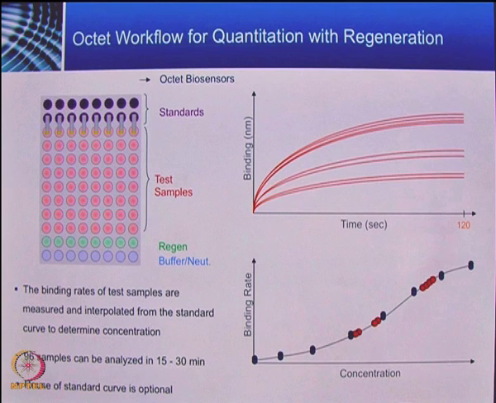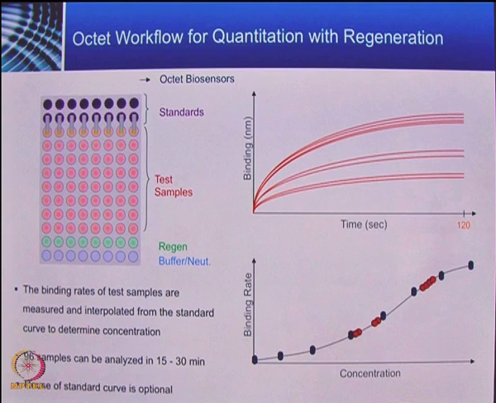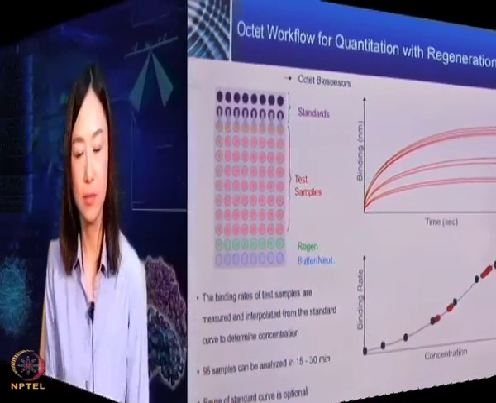One advantage of using BLI technology to analyze the concentration of molecules is that it is able to analyze multiple samples at the same time. And also, it only takes about 15 to 30 minutes to finish analyzing 96 samples. Depending on the assay you are using, you can actually regenerate the biosensors, which means that you only need 16 or 8 biosensors to analyze the whole 96 well plate or 384 well plates. So this dramatically facilitates the application of BLI technology in the pharmaceutical industry as well as in the academic research field.